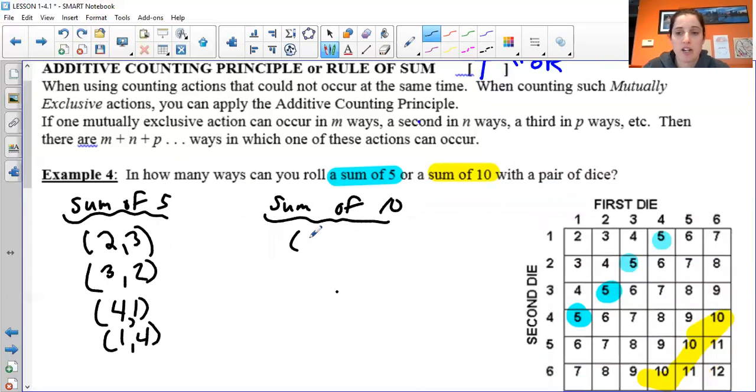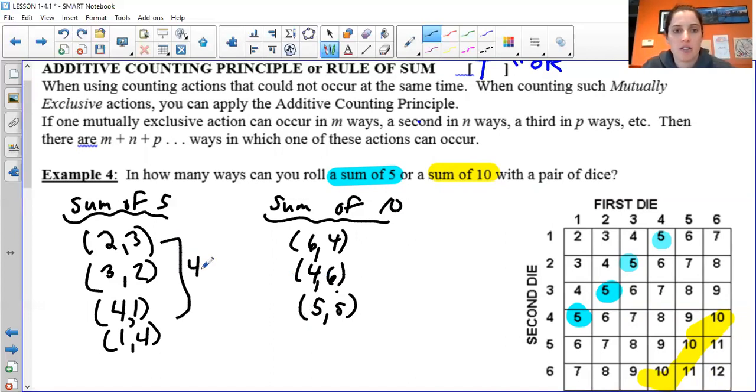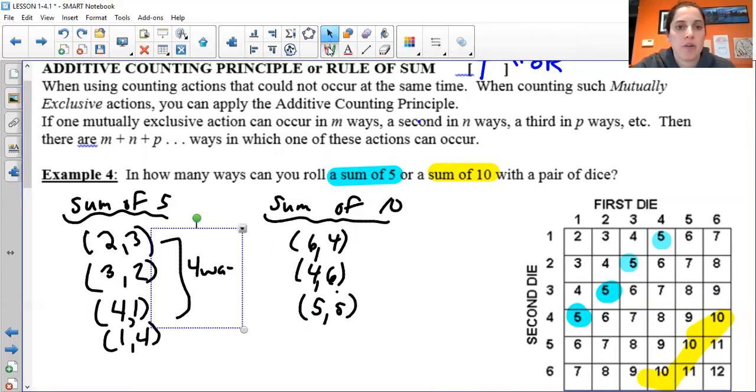Sum of 10, we could have done 6, 4, 4, 6, but the 5s, right? We talked about how they're indistinguishable, whether it's a red 5 or a blue 5, so you only have one option there. So there's 4 ways here, and there's 3 ways here.